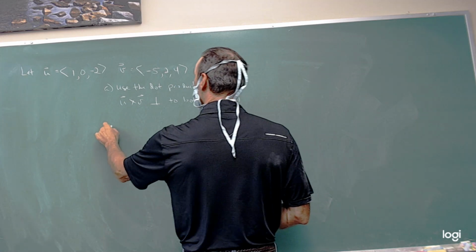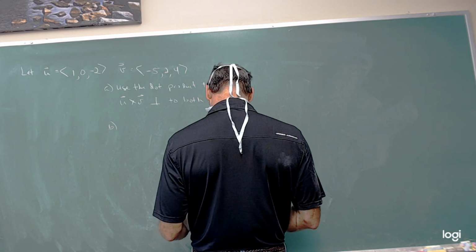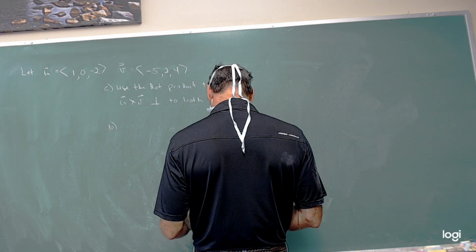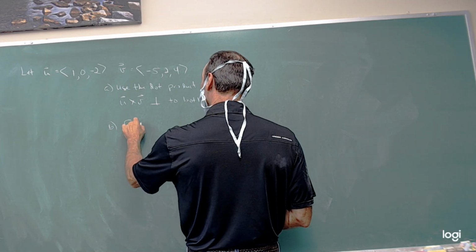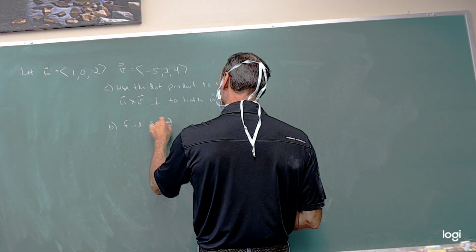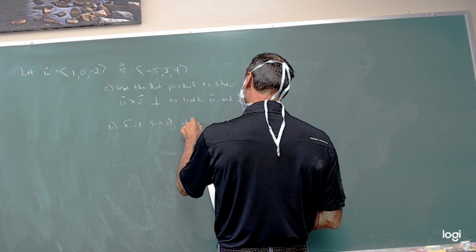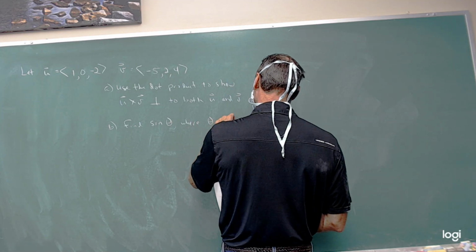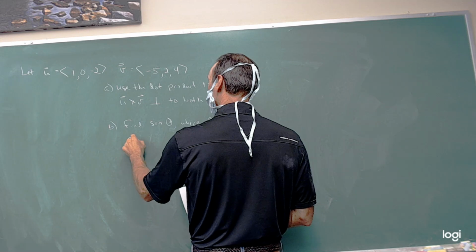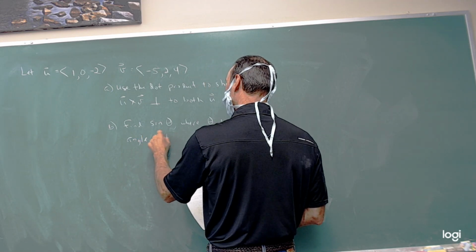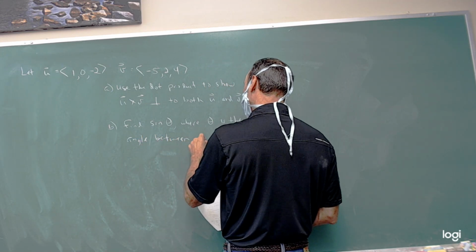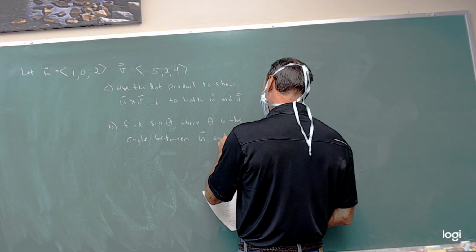Okay, so we got to cross this. Secondly, find sine theta, where theta is the angle between U and V.